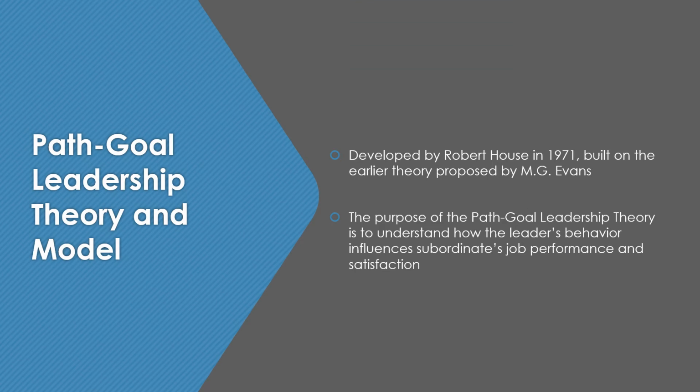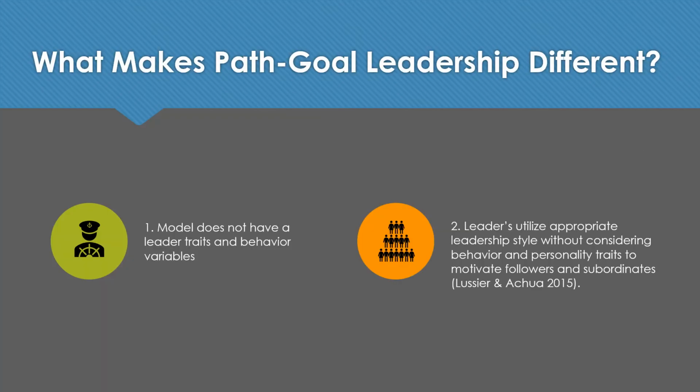Next, path goal leadership theory. The path goal leadership theory and model was developed by Robert House in 1971, based on the theory by M.G. Evans. The purpose of the path goal theory is to understand how the leader's behavior influences subordinates' job performance and satisfaction. Path goal theory has two main differences from the contingency theory. First, it does not have leader traits and behavioral variables. Second, leaders utilize a situational leadership style without considering preferred traits, behavior, or motive of employees to enhance performance.